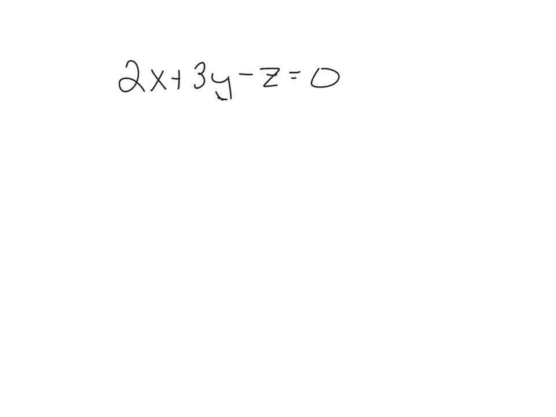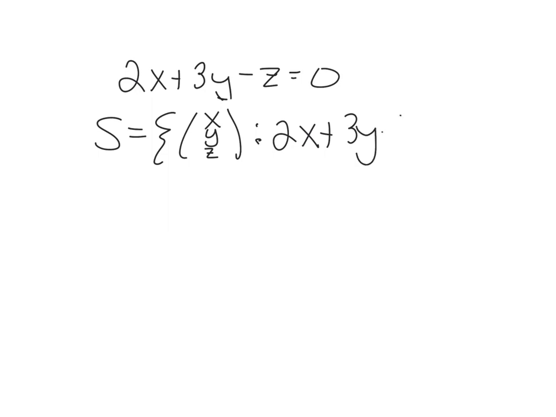All right, let's examine a quick little fun problem. This is going to be a problem in R3 where I have some collection of vectors that satisfies this particular equation. In particular, I've got a set S of the collection of things x, y, z such that 2x plus 3y minus z is equal to 0. I've got this collection of things that look like this.